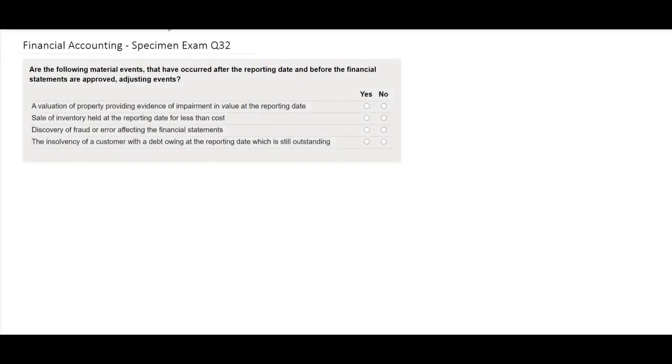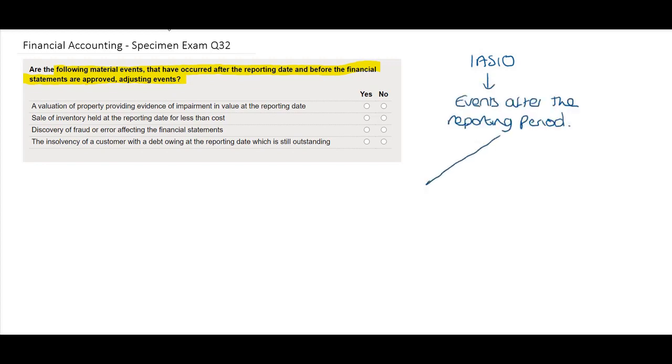In this question, you are being asked to decide whether the following material events that have occurred after the reporting date and before the financial statements are approved are adjusting events. In order to answer this question correctly, you will need to draw your knowledge from the accounting standard IAS 10, which looks at events after the reporting period. This standard gives us advice on whether something should be adjusting or non-adjusting.